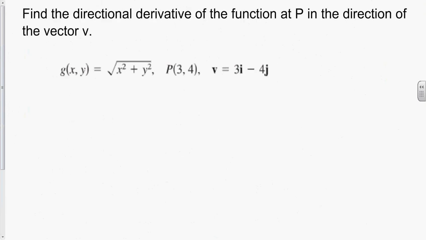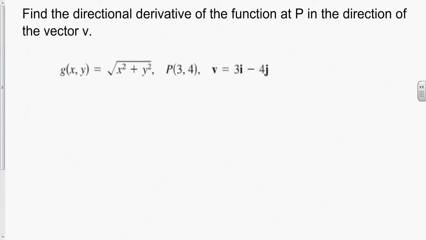All right. Now here, find the directional derivative of the function at p in the direction of the vector v. Well, here v is not a unit vector, so that's a little bit different. So what we do, because the definition for the directional derivative is based on a unit vector, right?